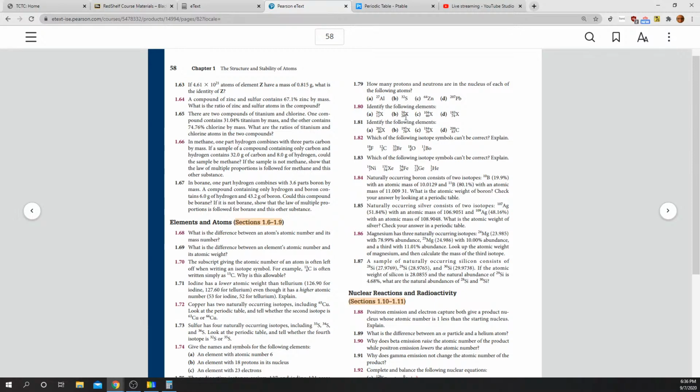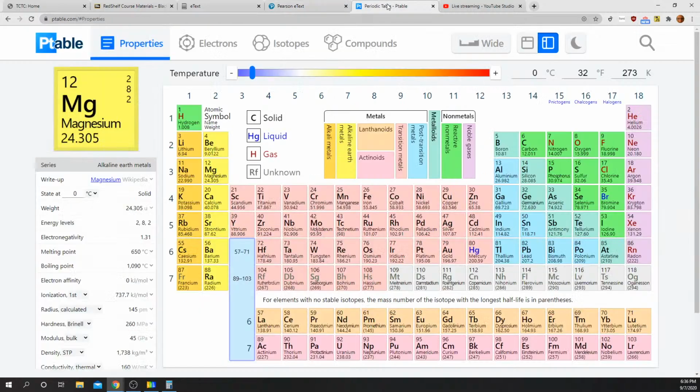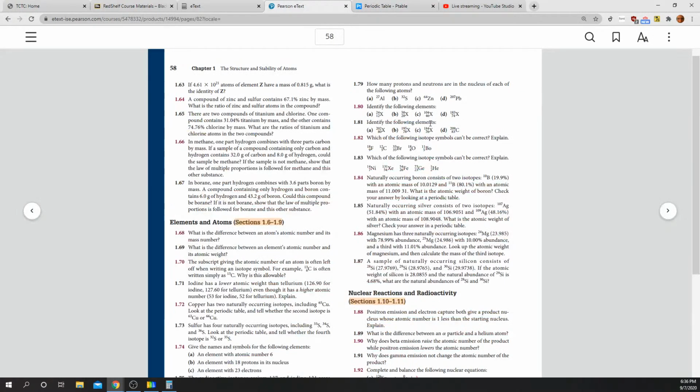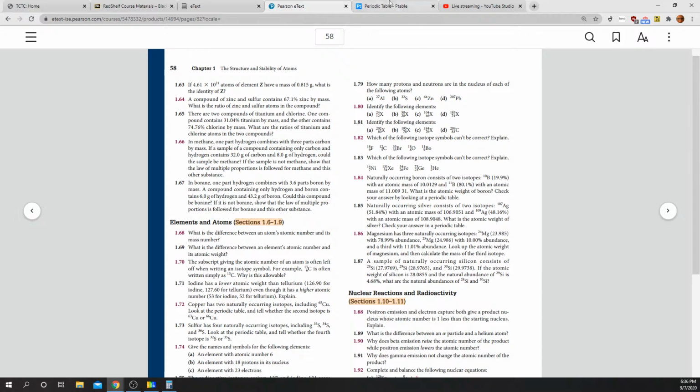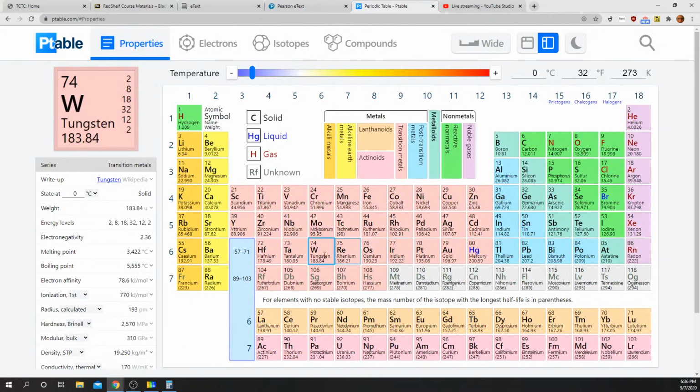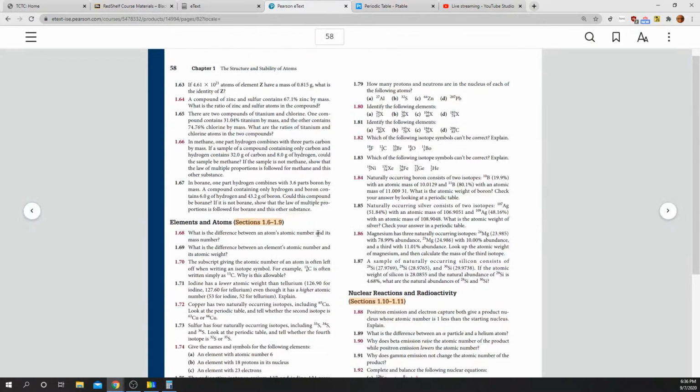And then the next one is element 28. Boop, boop, boop, boop, boop, boop, nickel. And then we have 46 is palladium, right below nickel. And then we have element 74, tungsten. Or, as they call it in Europe, Wolfram, named for a German, I think, whose name was Wolfram. All right, 82. Which of the following isotope symbols cannot be correct?